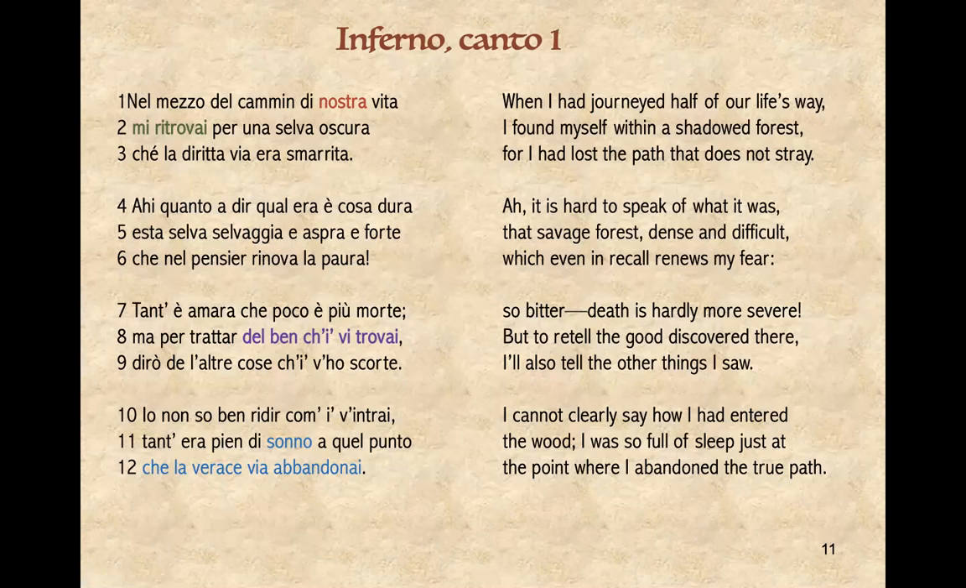And so if you look at the first three lines here, the way in which he begins the poem by saying, when I had journeyed half of our life's way, I found myself within a shadowed forest, for I had lost the path that does not stray. Or actually, the path that doesn't stray was lost. So Dante, as you can see, is playing here with two adjectives, nostra vita and mi ritrovai. So we immediately have this double dimension of the I, my direct experience.